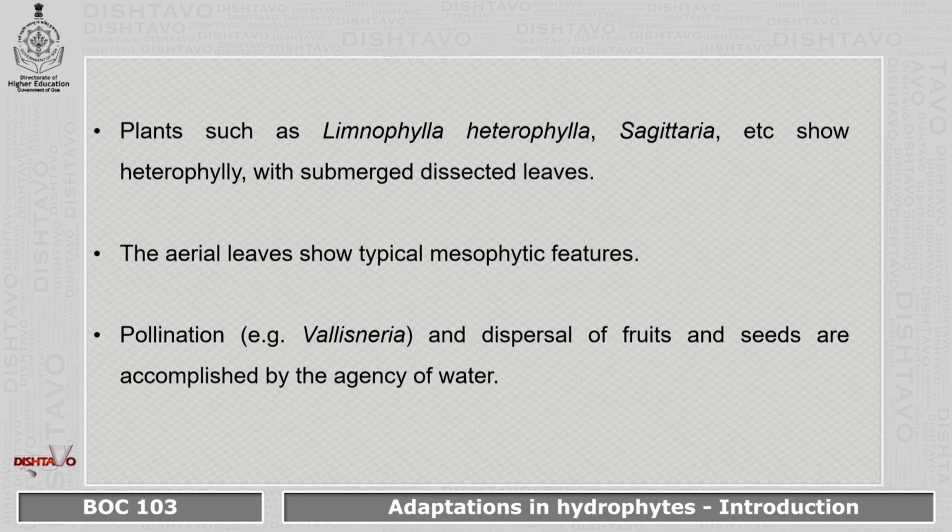Now, plants such as Limnophila, then Sagittaria, show heterophylly with submerged dissected leaves. When I say heterophylly, it is two types of leaves. The top surface, which is exposed, will have larger leaves, whereas the submerged one will have smaller leaves, or they are called dissected leaves. The aerial leaves show typical mesophytic features, that is, the surface of the leaf will be much larger as compared to the ones which are submerged, because they need to carry out some amount of photosynthesis.